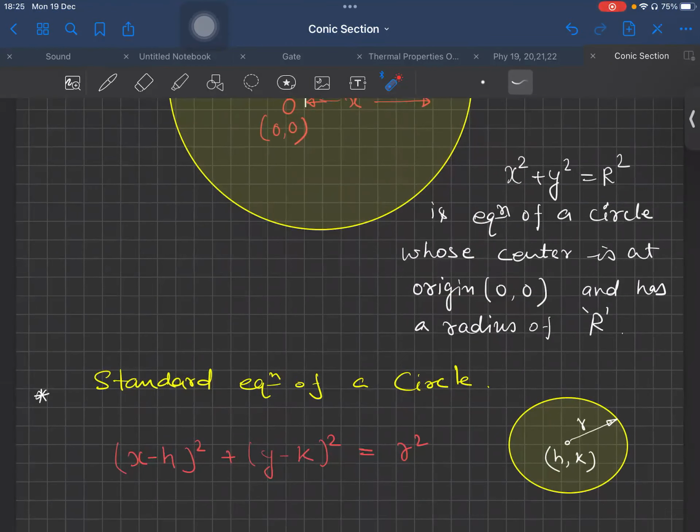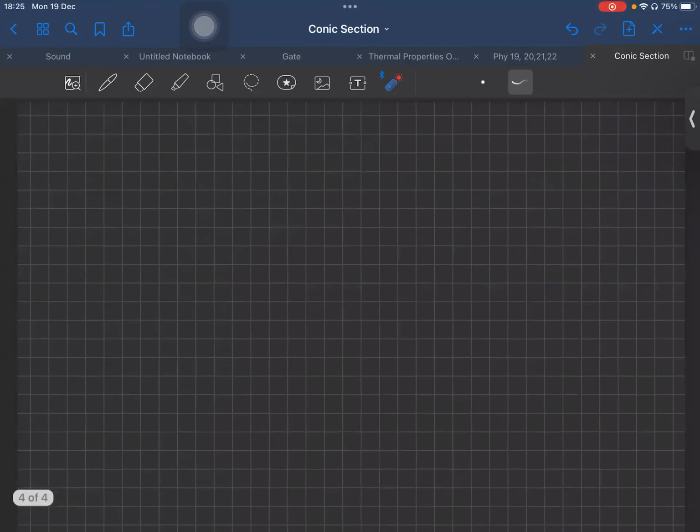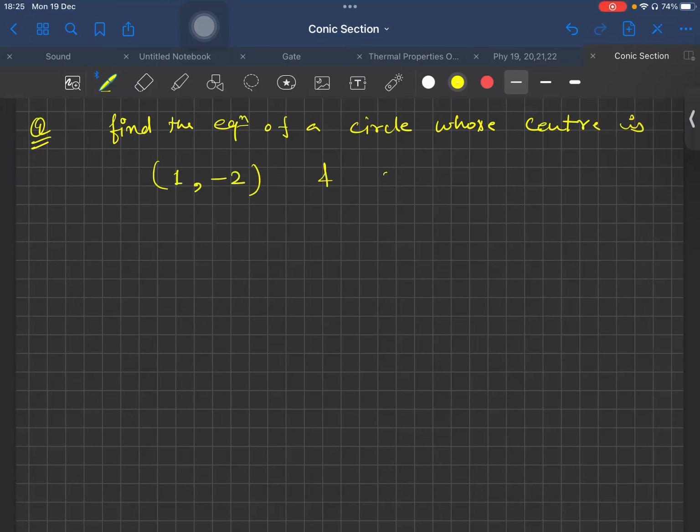All right, now you guys, you solve this problem. I think that information was enough. So you have to find the equation of a circle whose center is given (1, minus 2) and radius is minus 4. Sorry, radius cannot be minus, right? So plus 4 unit. Let's not write centimeter. Radius is 4 unit.